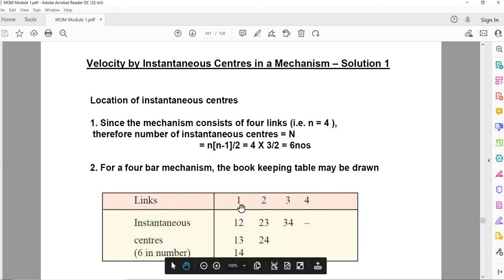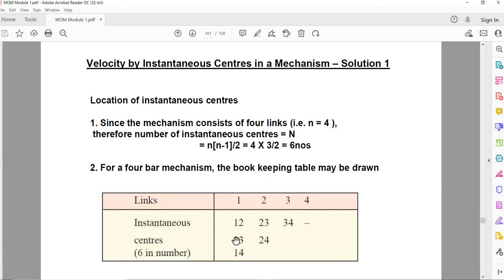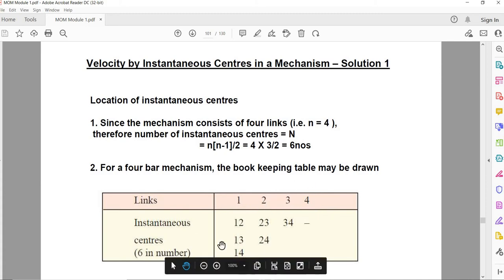In the table diagram, the top row will be the links, that is 1, 2, 3, 4. We have a 4-bar mechanism here, so 1, 2, 3, 4 will be there. Then we will name all the instant centers. So this will be I12, I13, I14, then 23, 24 and 34. So this will be the total number of instant centers.